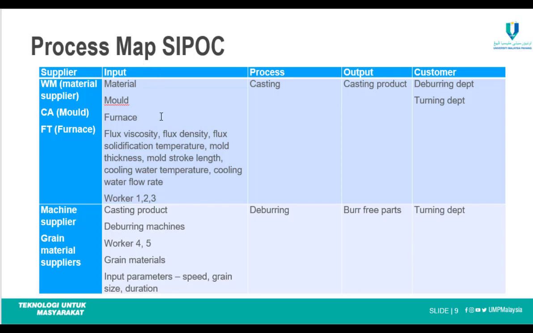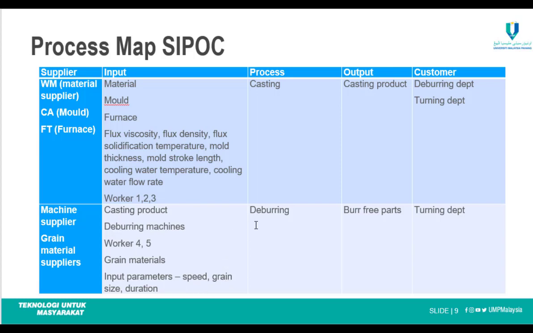Okay, then for the deburring, the input is the casting product. After casting, the casting part will be sent to the deburring department, then the deburring machine, the workers who operate the machine, and the grain materials, the material that we use in the deburring process. Then the input material, maybe the speed of the deburring machine, the grain size, duration of the process, and so on.